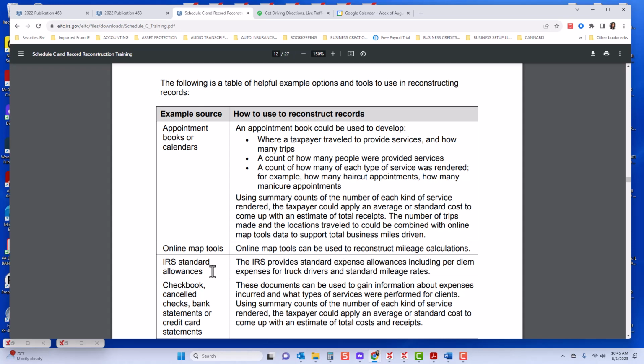You also have IRS standard allowances. Now, a standard allowance is where the IRS just says here, this is the flat rate that you can deduct if you are in this industry. So per diem or per day expenses for truck drivers, but this is not for regional, local, in town drivers. Per diem only applies to over the road drivers, so that's important.